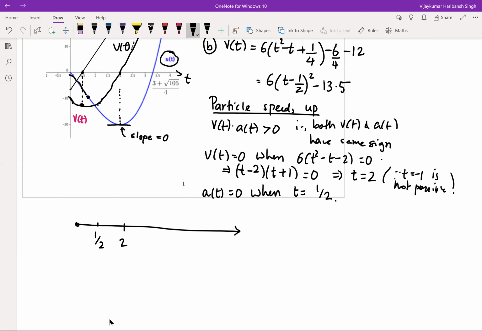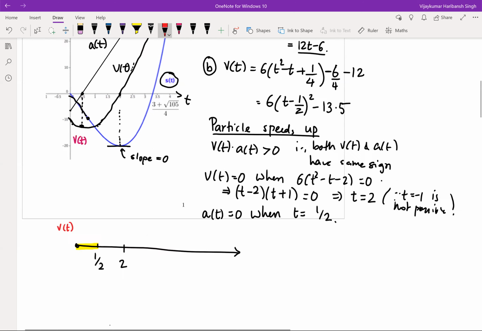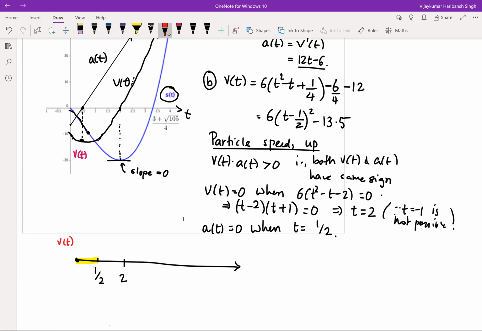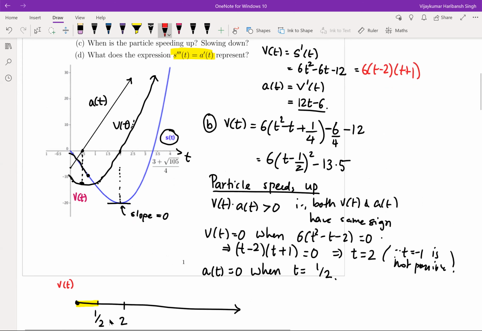Now we need to see what is happening in this interval. What is the sign of velocity and acceleration? So v of t is this equation here: 6 times t minus 2 times t plus 1. Let's take any value in this range, say 1 by 4. If you put 1 by 4 in the first factor, you get negative; in the second factor, you get positive. So positive times negative is negative. So v of t is negative in this part. What about a of t? Either you can see from the diagram or you can check that a of t is going to be negative here.